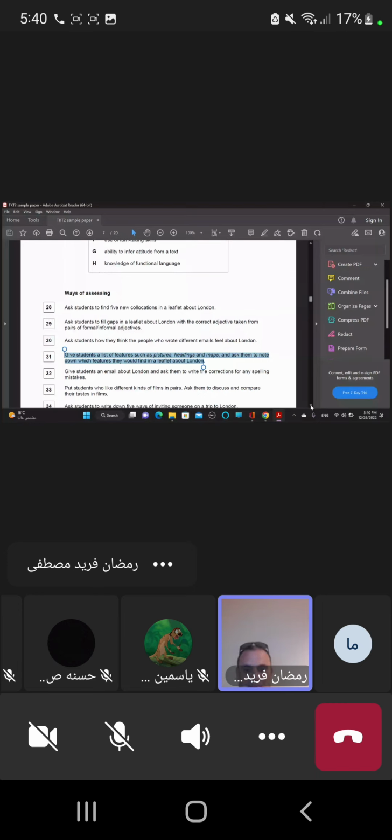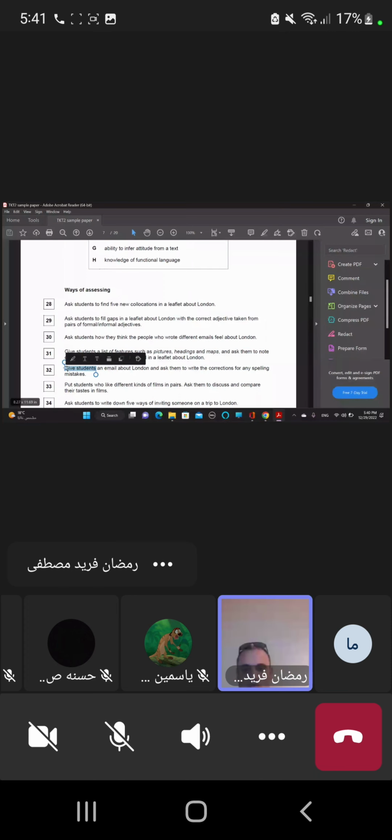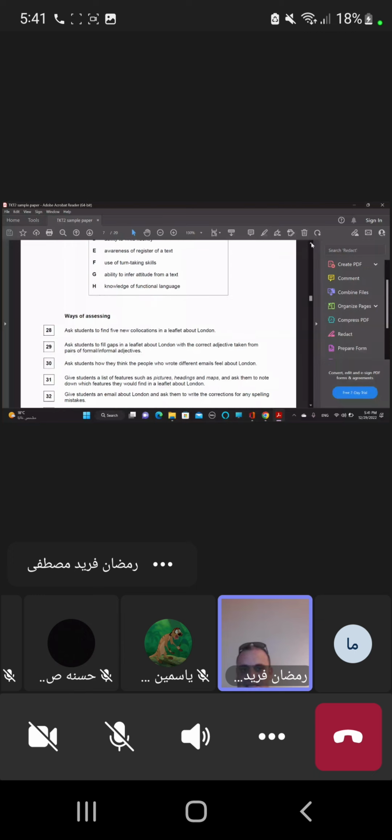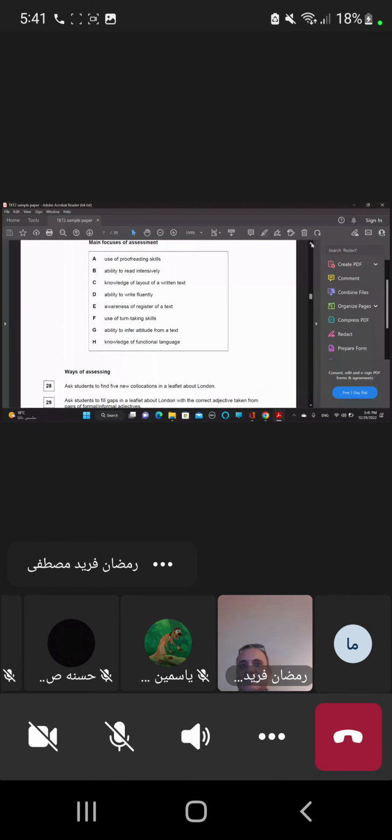Give students an email about London and ask them to write the corrections for any spelling mistakes. This is very easy. Proofreading. Number A, the use of proofreading skills.